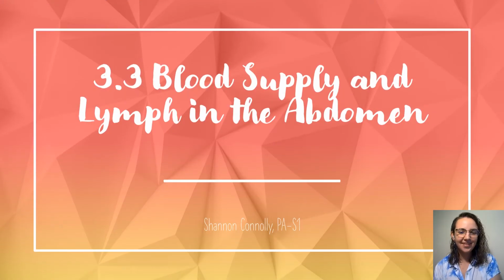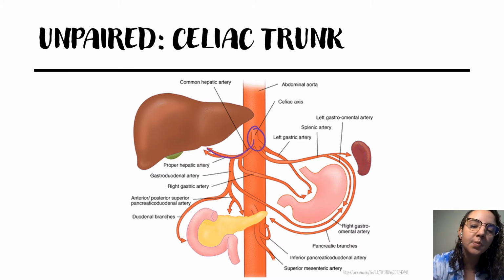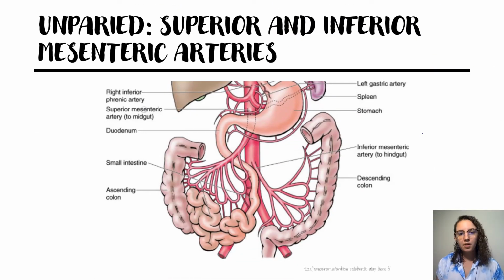Let's go. So the abdominal aorta has paired branches that go to the retroperitoneal organs and unpaired branches of arteries that go to the intraperitoneal organs. The most superior of these is the celiac trunk, and as you can see, it has branches to the liver, the gallbladder, upper part of the duodenum, pancreas, stomach, and spleen. This is the foregut.